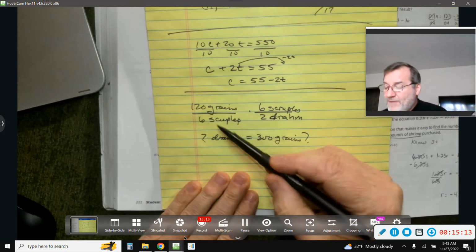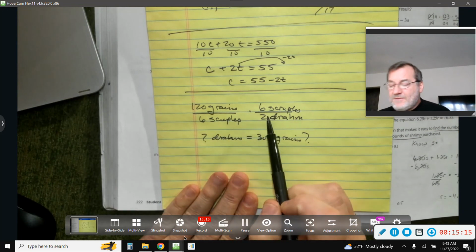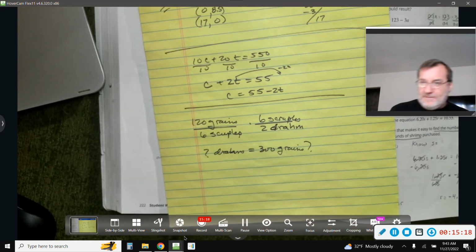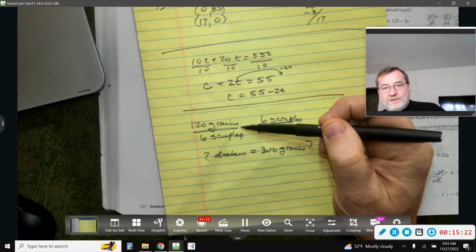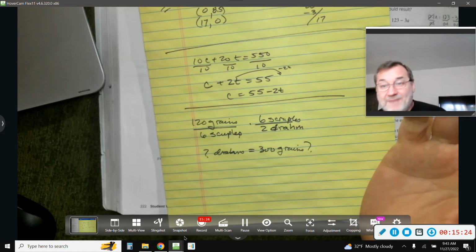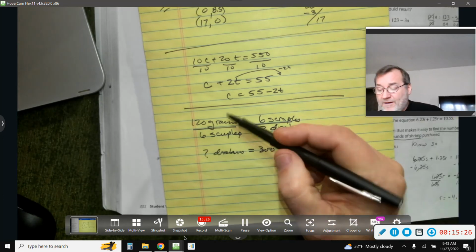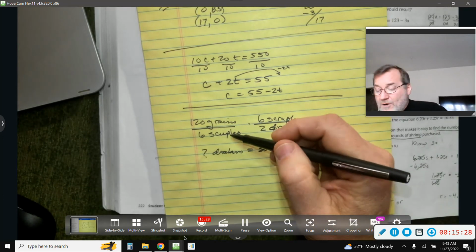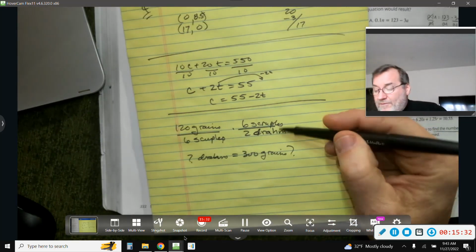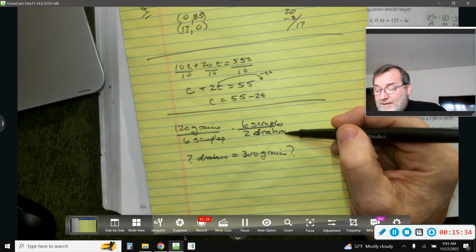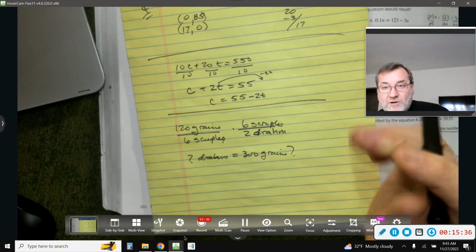All right, so I've got this right here. And I've set these up as kind of fractions. Now, the way to think of this is I'm actually representing the number 1 here. The value on top and the value down below is the same value. It's the same amount of stuff. If I gave you 120 grains of something or 6 scruples of something, it would be the same amount. Same thing over here. If I gave you 6 scruples, it's the same as having 2 drams. It's the same thing.